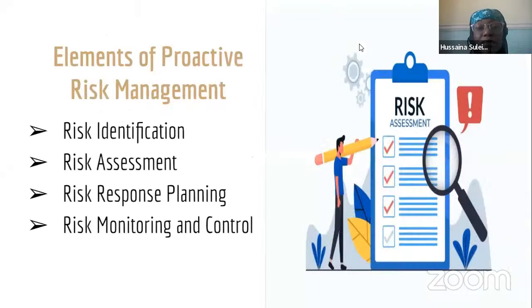So we have four major elements of proactive risk management. That means the four things that comprise proactive risk management. Like from the definition, where we said risk management involves identifying, assessing, responding, monitoring and controlling risks. These four items are actually called the elements of proactive risk management. So first one, risk identification.